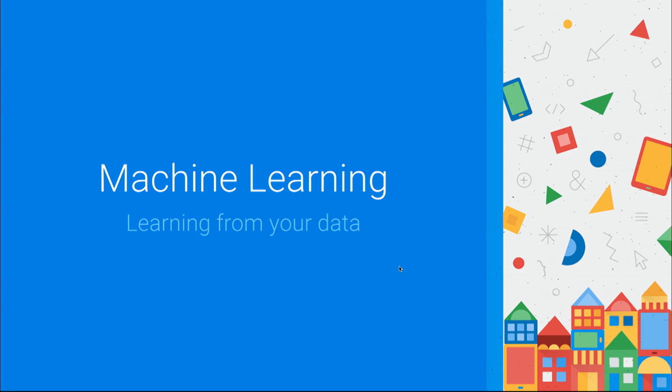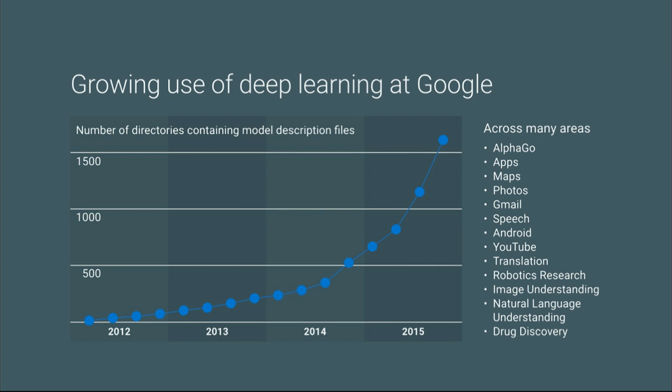And then last but not least, machine learning. So machine learning is big, and I think this graph shows why. This is the amount of machine learning at Google and all the different products that use machine learning. So you can see an exponential growth in the last few years.